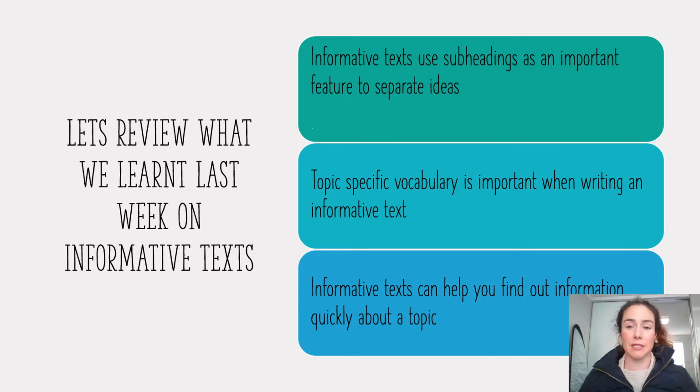Topic-specific vocabulary is important when writing an informative text, and when you've been completing your Hunt the Text activity, you've probably been using some subject-specific or topic-specific vocabulary, so hopefully you're beginning to understand that. And informative texts can help you find out information quickly about a topic. So those texts we've been looking at are a shorter style, and hunting the text, you're probably getting a good understanding of them quite quickly. So an informative text is a really good way to quickly access information about a topic.